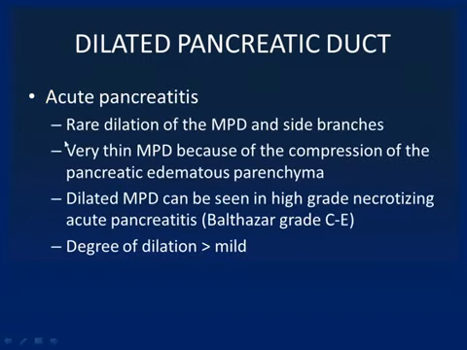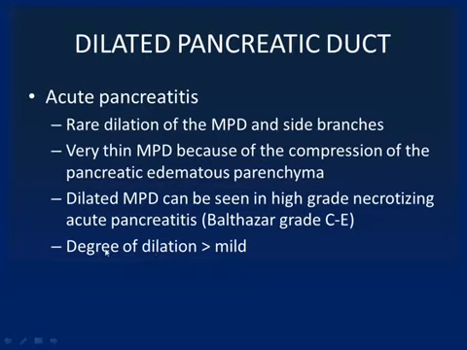I've already said that acute pancreatitis is rarely associated with dilation of the main pancreatic duct, and this is because of the compression of the pancreatic edematous parenchyma on the ductal system of the pancreas. Dilation can be seen in high-grade necrotizing acute pancreatitis, like grade C and D of the Balthazar classification.